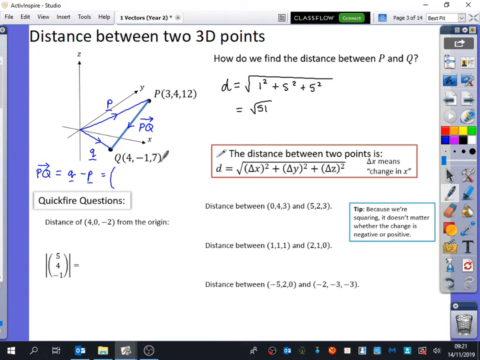If I do that really quick, q is 4, minus 1, 7, and p is 3, 4, 12. We get 4 minus 3 is 1, minus 1 minus 4 is minus 5, 7 minus 12 is minus 5. We get the vector pq, and if I want to find its magnitude, I do 1 squared plus 5 squared plus 5 squared, and I still get root 51. So I want you to see those two ways of doing it: one is thinking about the differences between the coordinates, and the other is changing them into vectors and knowing that pq is q minus p.